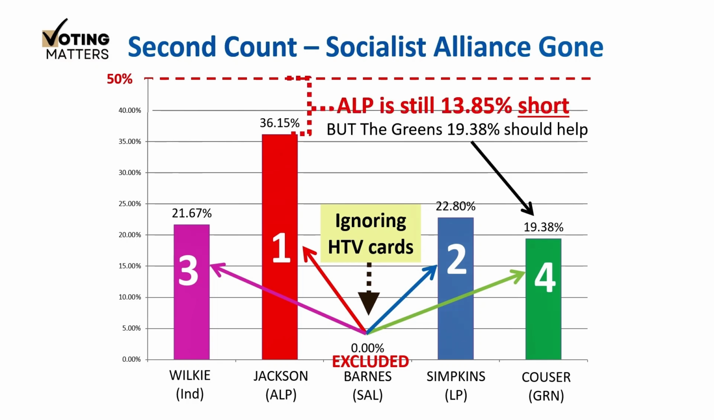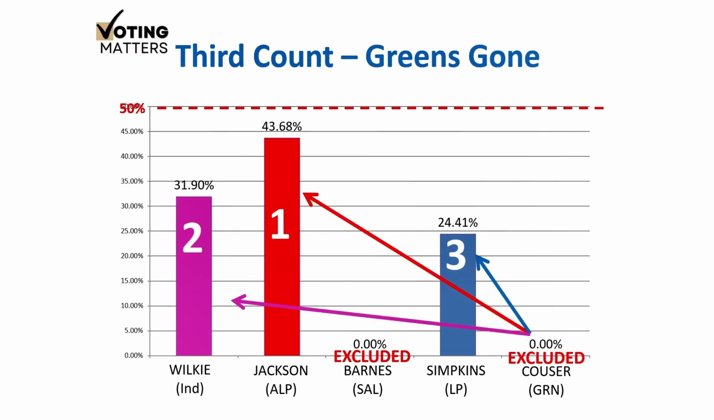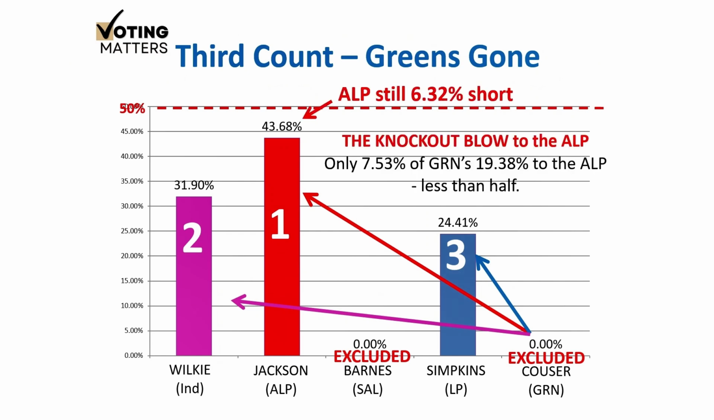So after that distribution, the ALP was still 13.85% short, and the other 3 remained in the same positions. The ALP under normal circumstances are closely aligned with the Greens, so they were probably hopeful that the next distribution of votes would flow heavily their way. On the third count, the Greens were excluded, and this became the knockout blow to the ALP's chances. Unexpectedly, they received less than half the Greens' preferences and were still 6.23% short.